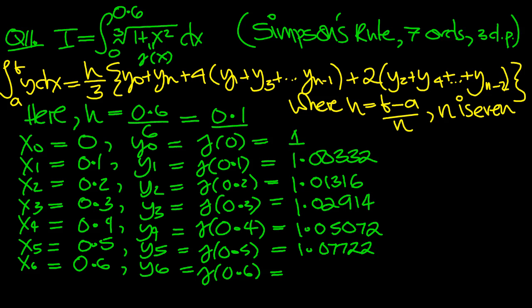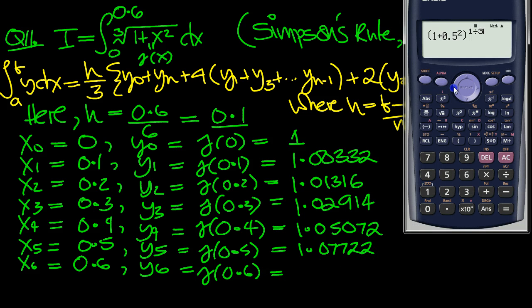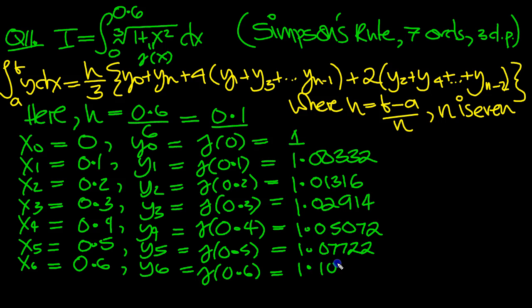And then the last one is 0.6. Let's just put that one in. 1.10793. Okay, there we go. So there's our values. Now we need to work out the formula. Here it is here. So the integral then is equal to h over 3.